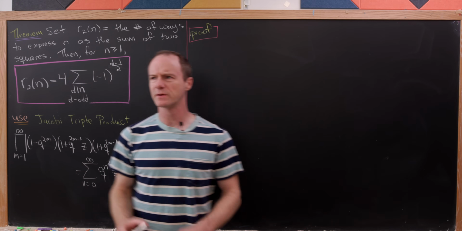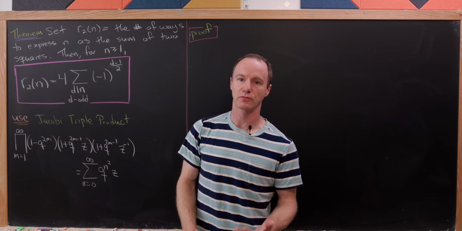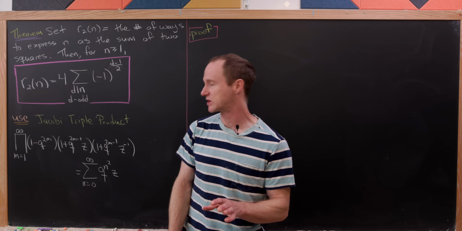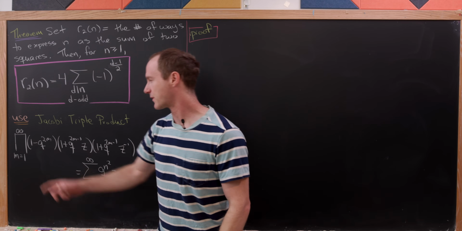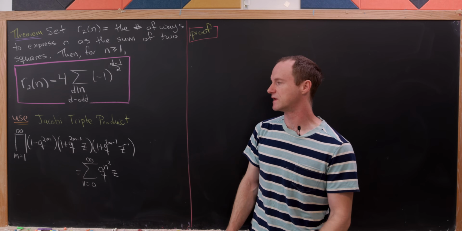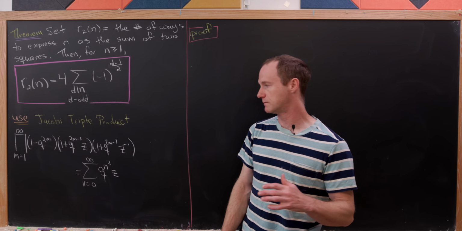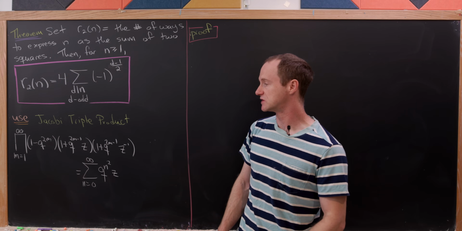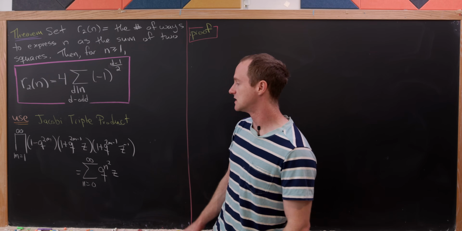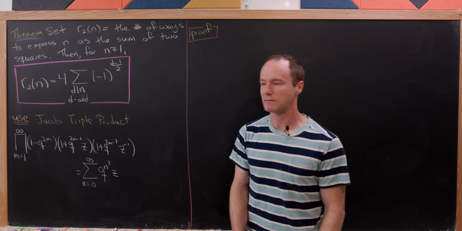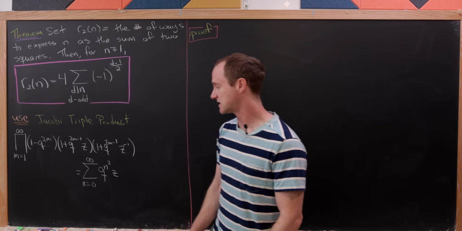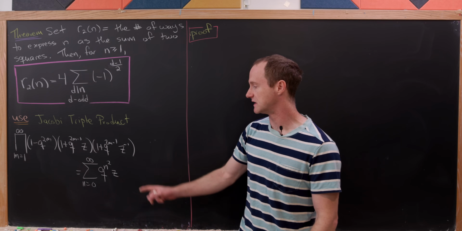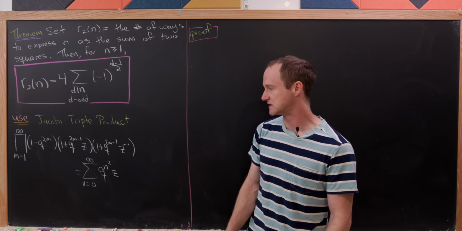Okay, so we're going to use a pretty technical result for our proof, but I've proved this on the channel before if you want to check it out. It's called the Jacobi triple product identity. It says that the product as m goes from 1 to infinity of (1 minus q to the 2m) times (1 plus q to the 2m minus 1 times z) times (1 plus q to the 2m minus 1 times z to the minus 1) is equal to this sum as n goes from 0 to infinity of q to the n squared times z.